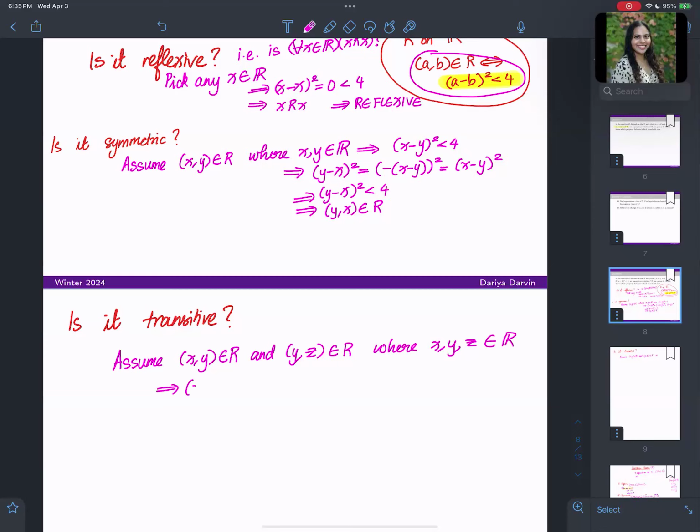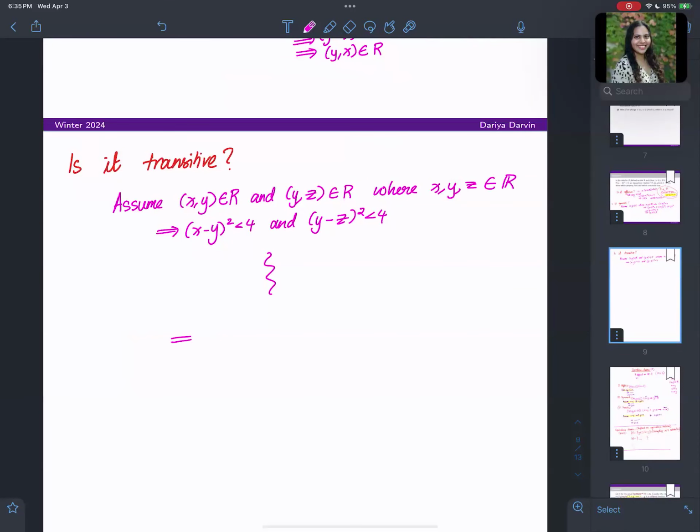This tells me x minus y the whole square is less than 4, and y minus z the whole square is less than 4. So that's my assumption. I need to conclude x minus z squared is less than 4, which tells me x is related to z. So my question is, can I actually do this? If yes, then how do I do that? And that's your proof. If not, then it's not transitive, so give me a counterexample.